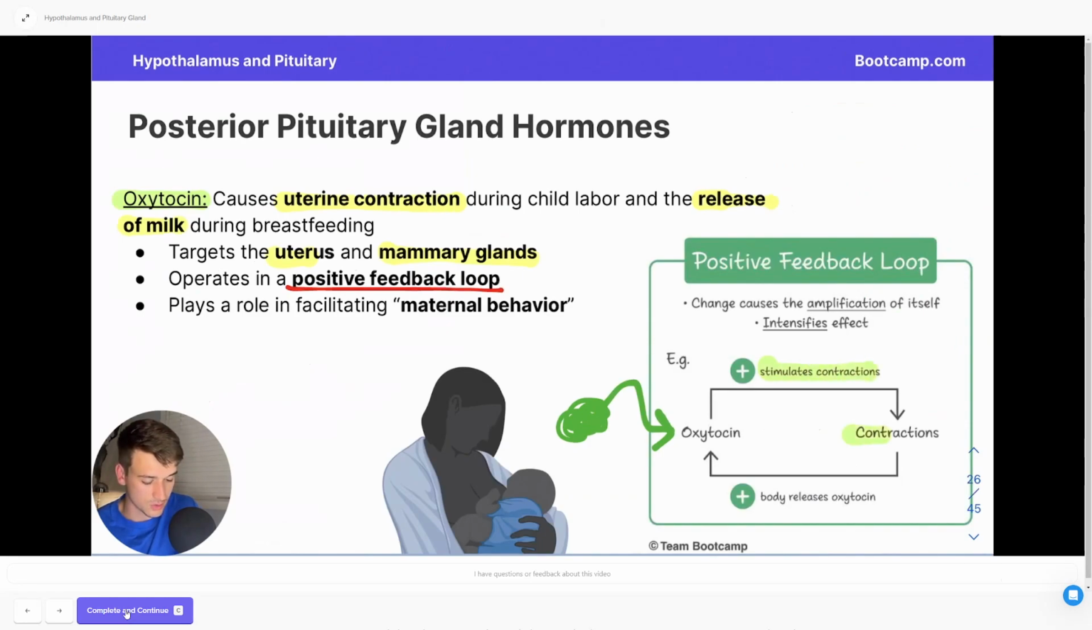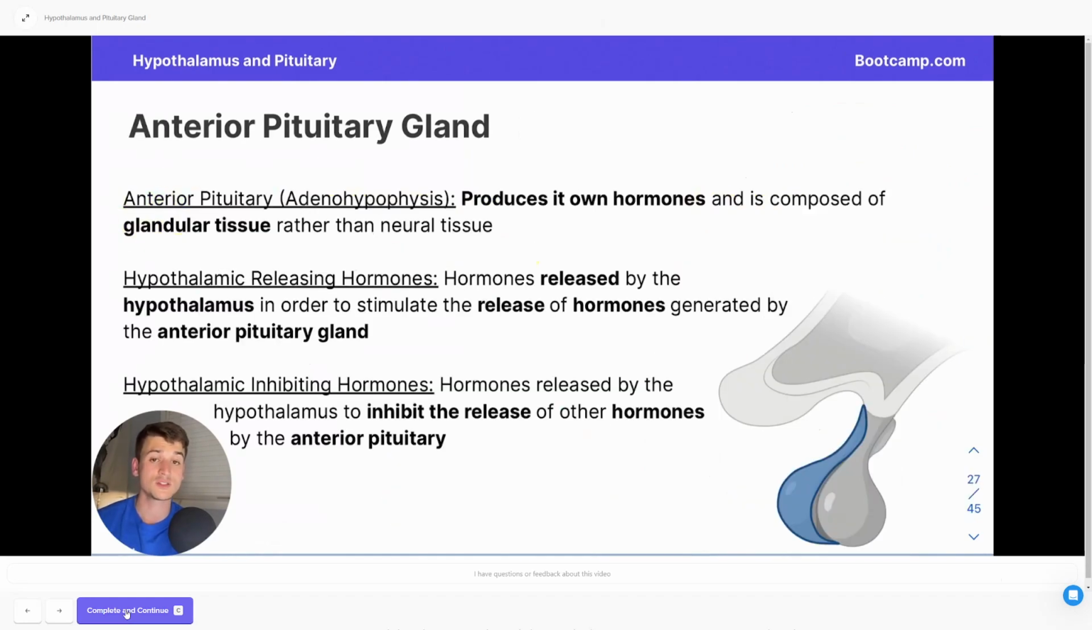So here is our contraction indicator. And the way that this is going to work is that the contractions serve as the positive indicator for the production of more oxytocin. So more oxytocin equals more contractions equals more oxytocin, which is clearly a very beneficial setup when you're trying to deliver a live child. All right, so that was the posterior pituitary gland.